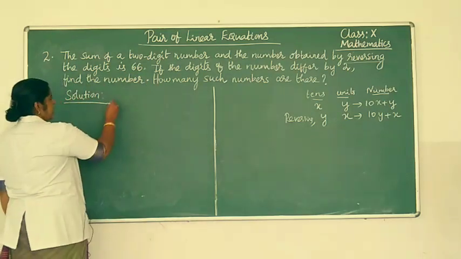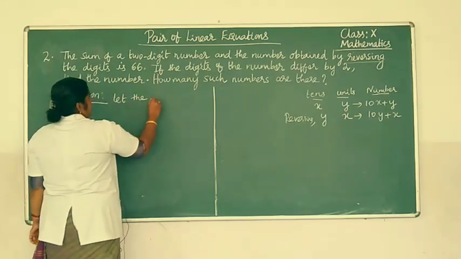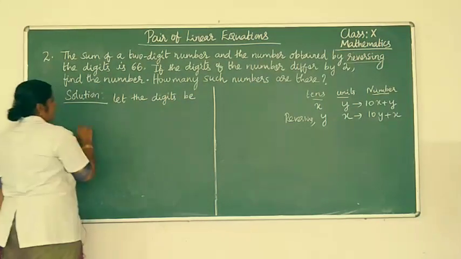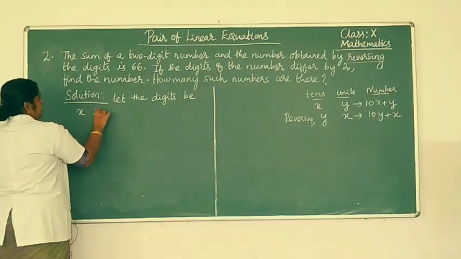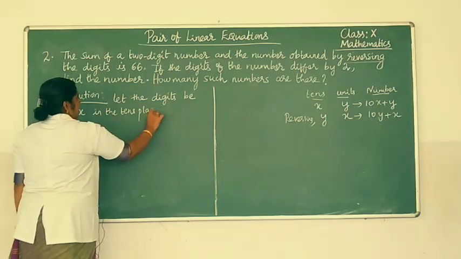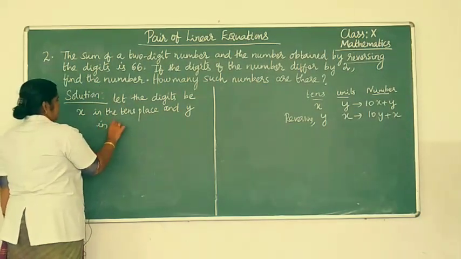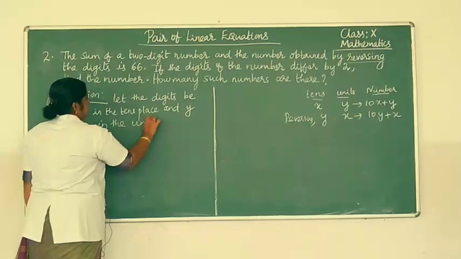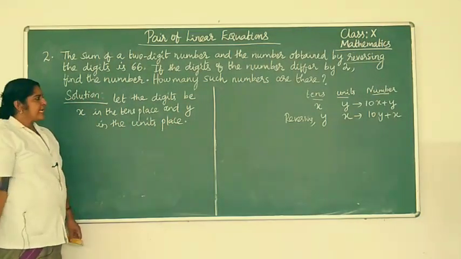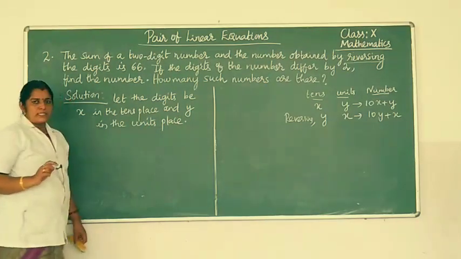So how to write? Let the digits be x in the tens place and y as the digit in the ones place.